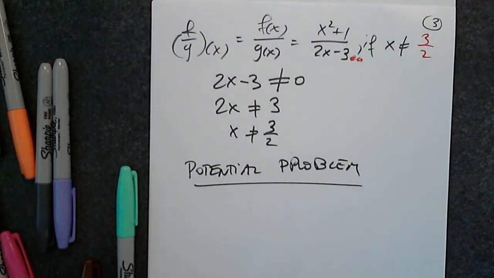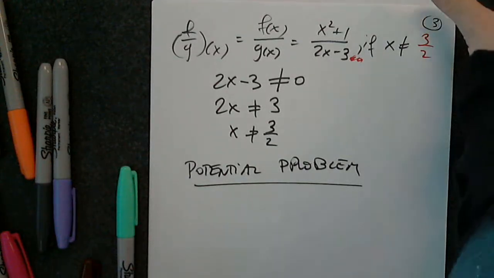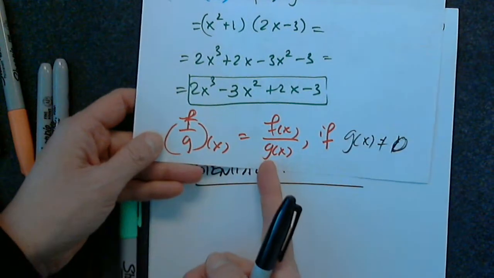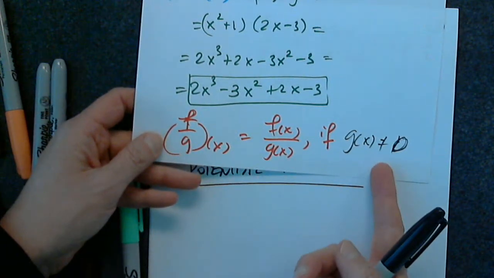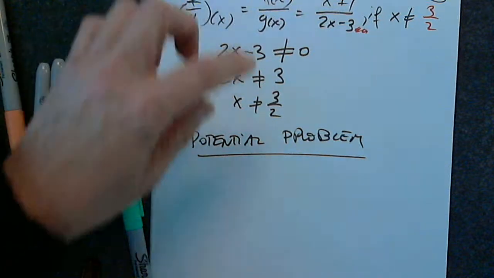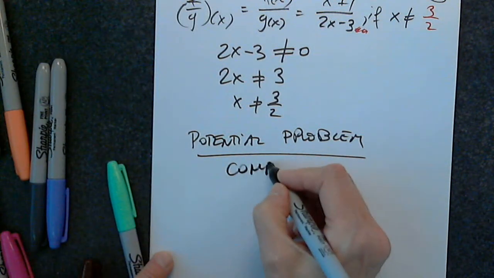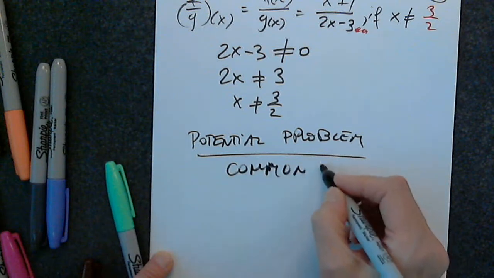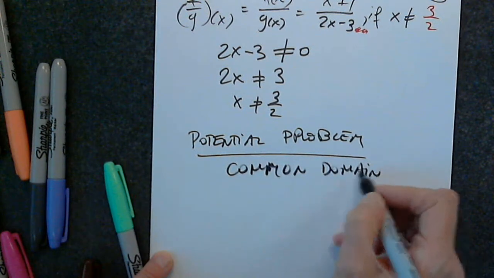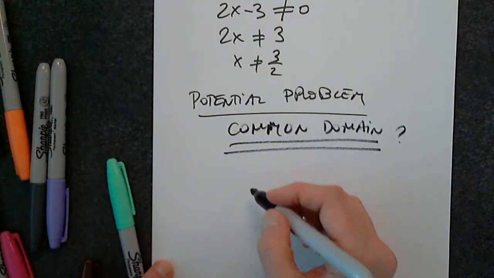So I want to add, subtract, multiply, divide functions. And you can say potential problem, I already know one. You cannot create a division if the denominator is 0. So that's a potential problem. But the other potential problem that I'm really talking about is domain, which is called common domain. What does this mean, common domain? So let's take a look.